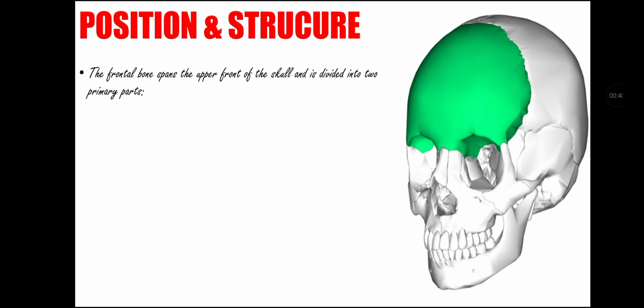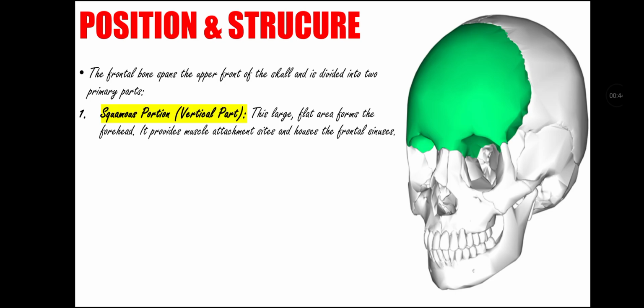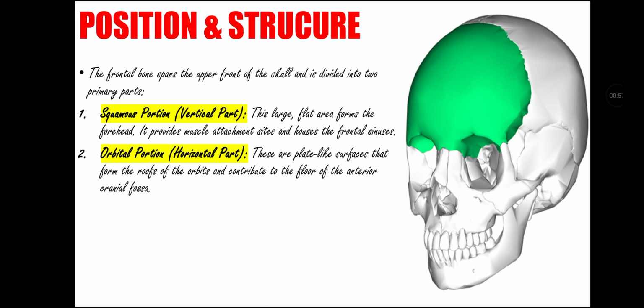Frontal bone spans the upper front of the skull and is divided into two primary parts. These are squamous part, that is the vertical part, and this part is large flat area that forms the forehead. It provides muscle attachment sites and houses the frontal sinuses. The other part of frontal bone is orbital part or horizontal part, that are the plate-like surfaces that form the roof of the orbit and contribute to the floor of the anterior cranial fossa.